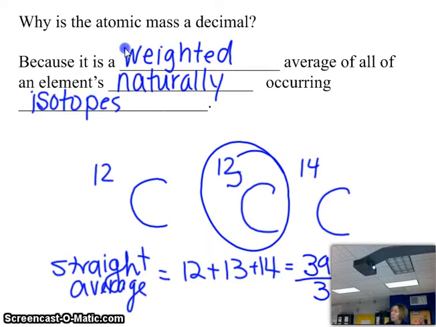But if you look on the periodic table for carbon, that is not the mass that's reported. It is not 13. It is 12.011. Why on earth is that? Because we don't do a straight average. We do a weighted average. Let me explain the difference between a weighted average and a straight average when it comes to your grade in my class.